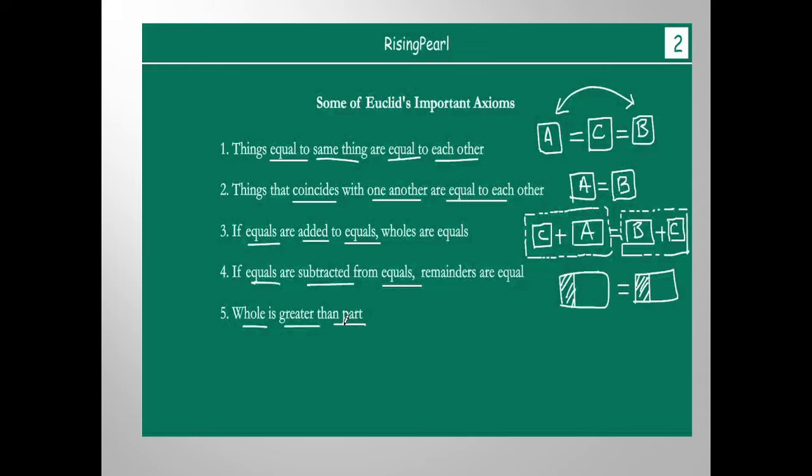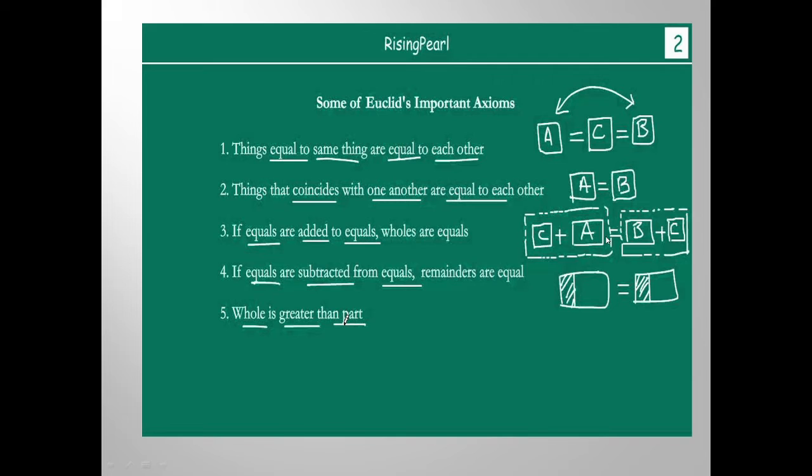Check whether they are going to coincide with each other or not. So we can say that they coincide with each other. Things which coincide with one another are equal to each other. Coming to the third one: if equals are added to equals, the wholes are equal.